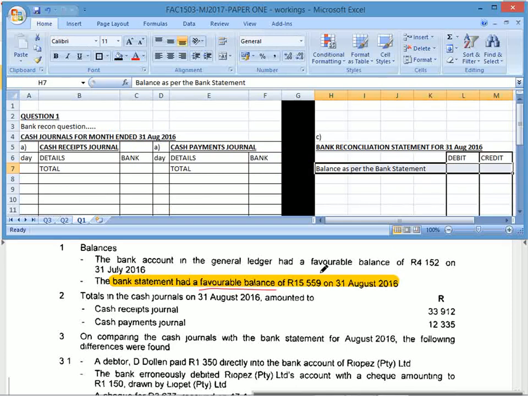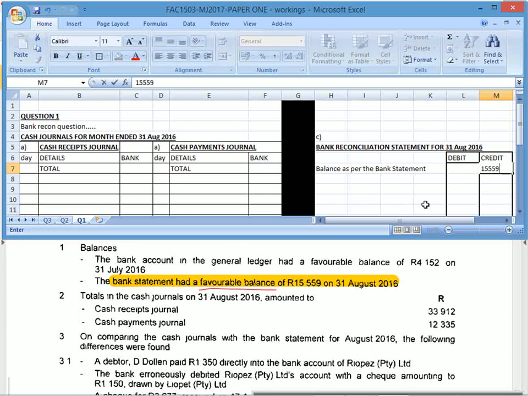Does it make sense? Okay, so would you see a debit or a credit in your bank statement? You would see a credit for a favorable bank statement balance. Right, because you guys have bank accounts. Your bank account would want a credit, not a debit. Credits are good, debits are bad.